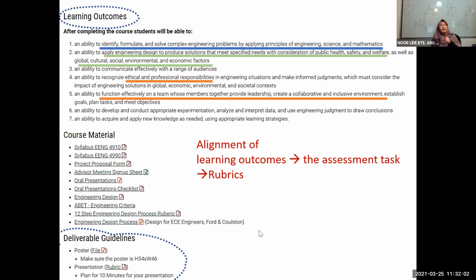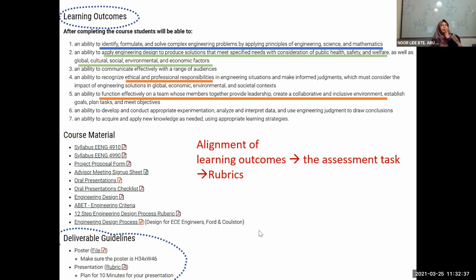So the first learning outcome is to identify, formulate, and solve complex engineering problems by applying principles. So it means that they must apply principles of engineering. So it's at application. Okay, it's at application. So they need to, number one, before they apply the principles, they must first identify the problem. Okay, and then they have to solve the problem by using the principles.